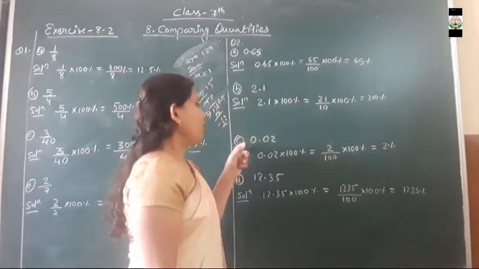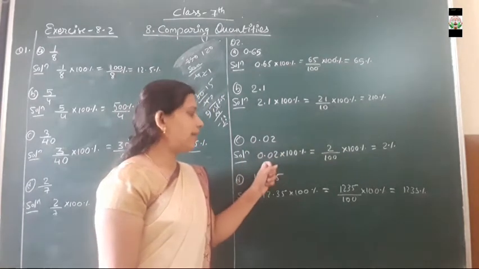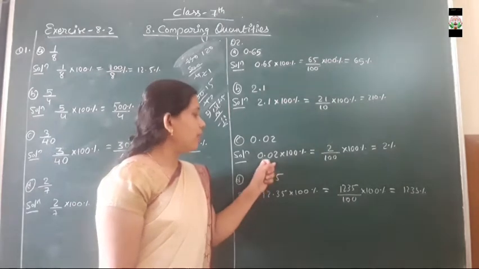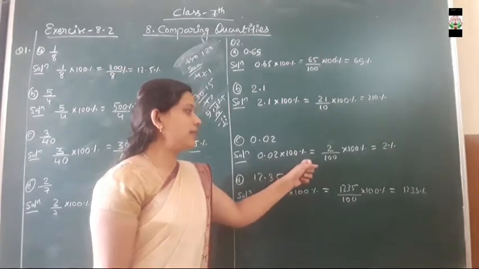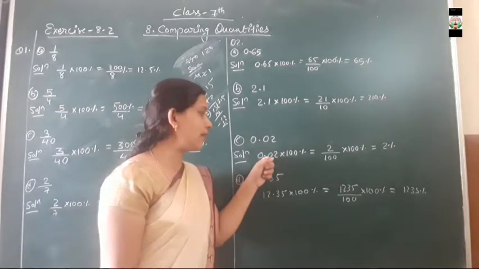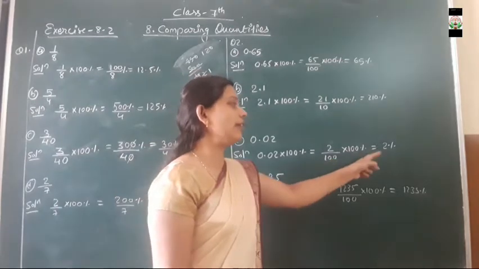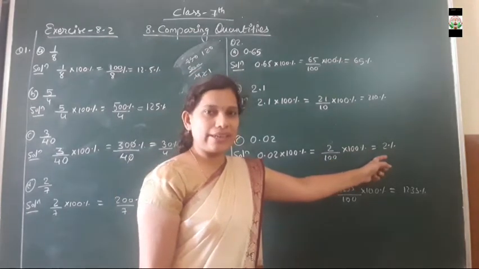Okay. Now moving toward the C part of the question, 0.02 we are having, and that 0.02 will be multiplied with 100% is equals to, after the decimal how many numbers are there? 2 numbers are there. So it will be 2 upon 100, 2 upon 100 into 100, 100 will get cancelled. The required answer we will get is 2%.